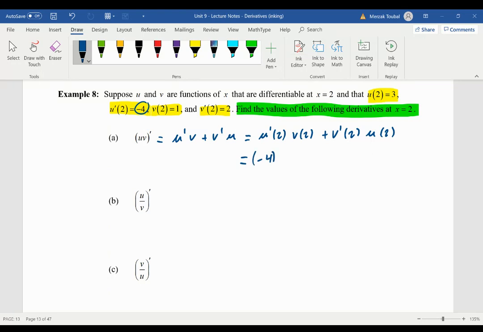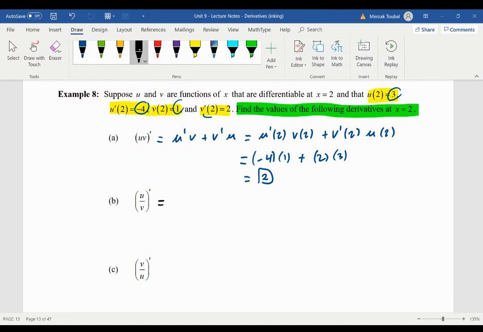V of 2 is 1. That's also given. V prime of 2 is also given. It's 2. And u of 2 is 3. It's over here, so everything is given. -4 plus 6, so it's 2. That's the first one.